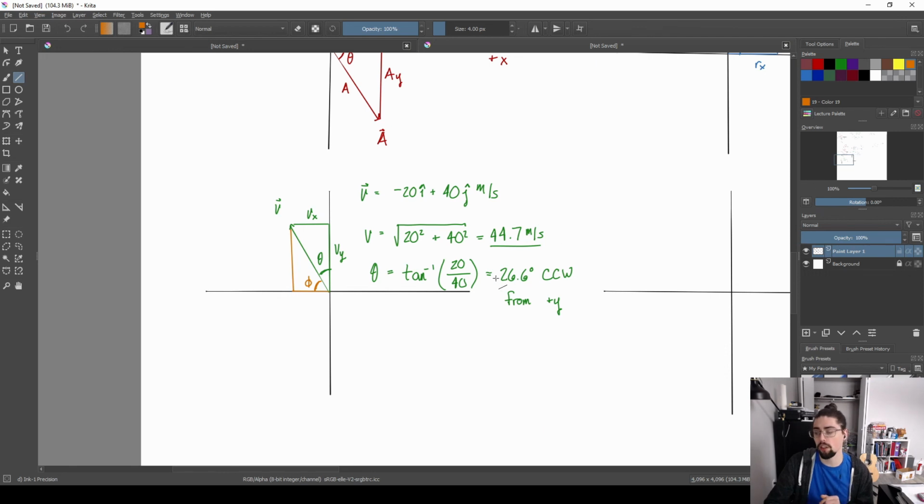I could also say 26.6 degrees west of north if we wanted to do that instead. There's a lot of different ways to talk about these things, but again, as long as we can all come to the same conclusion at the end of the day, it doesn't matter how you describe it, as long as the way you're describing it is correct.